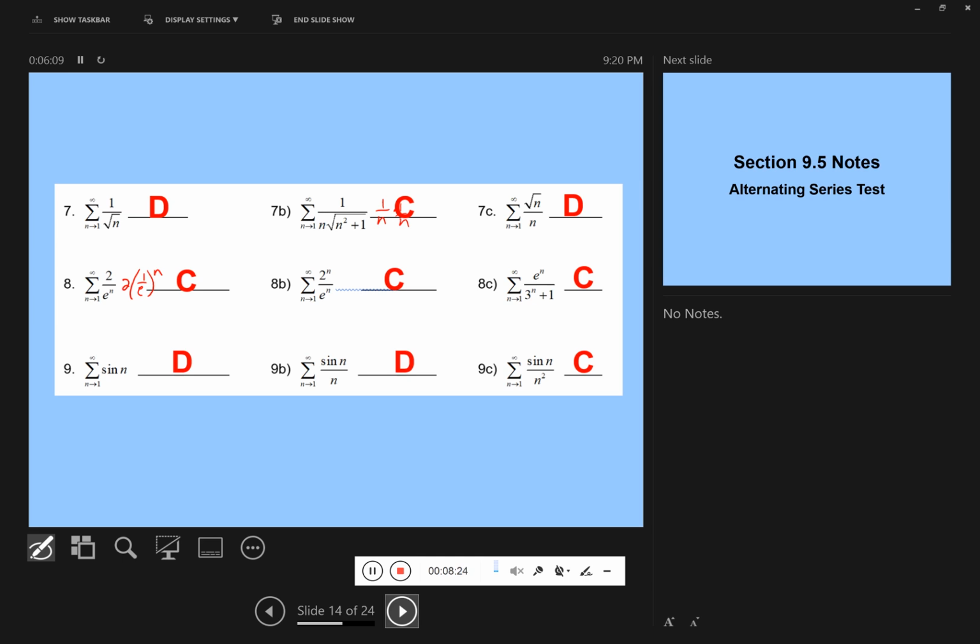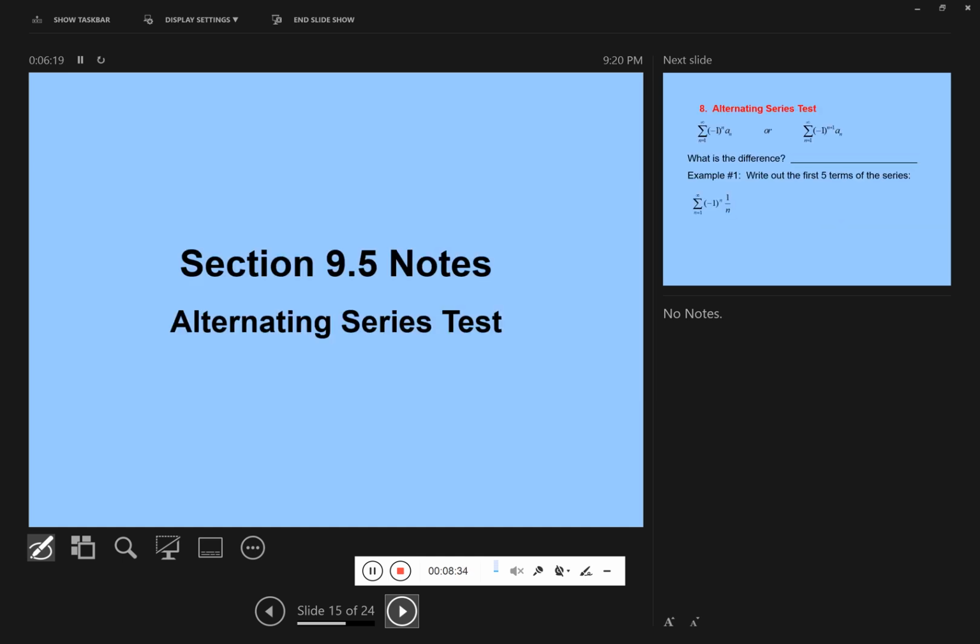Okay, so that's just kind of a quick refresher of things that might look a little different, but you can look at them very quickly and easily and know, oh, converge or diverge. Okay, so here we go. I'll kind of slow down my talking. Here comes the new part.